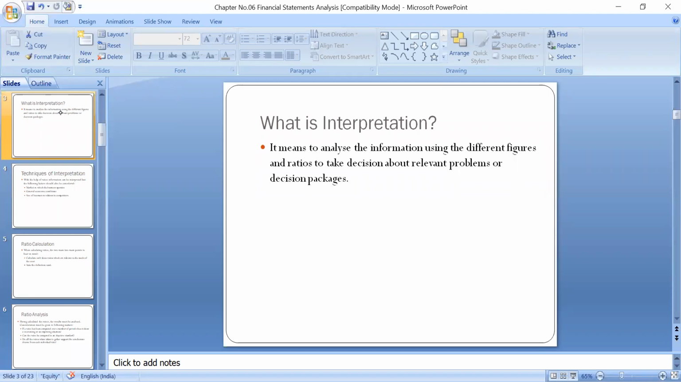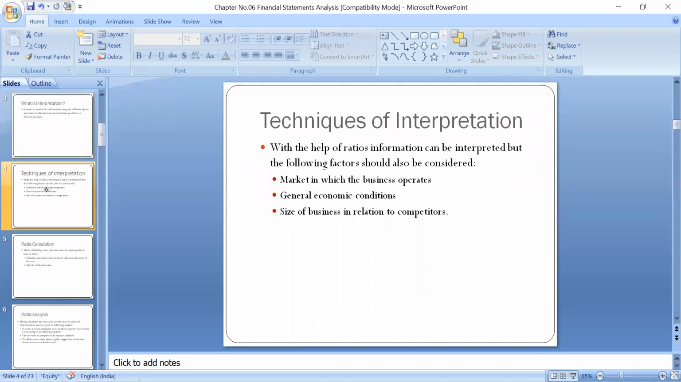All these can be done with the help of the ratios, and this process is called interpretation. In interpretation we will not depend only on ratios. We will also consider the market in which the business is going on. कि market trends क्या जा रहे हैं, market किस तरह की जा रही है. If the market is going down, then how can the business flourish? Business कैसे flourish कर सकता है?